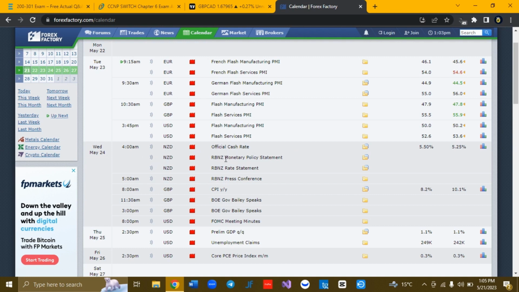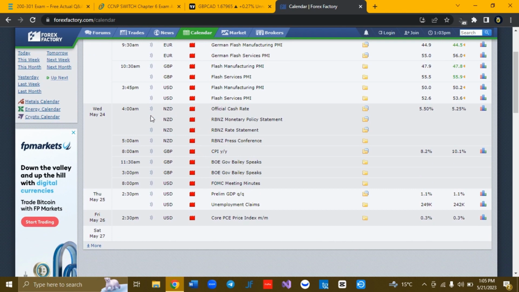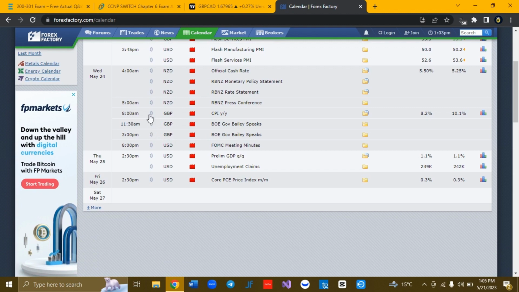So if you have running trades here, make sure that you modify accordingly. Make sure that your stop loss is at entry, your profit is secured, or you close your entire trades altogether. Okay, and then early in the morning GBP CPI, it's also very volatile, so make sure that you prioritize accordingly. And then on the 25th, you can see here USD GDP and unemployment claims, volatile as well. And on Friday, it's the core price index, also volatile.